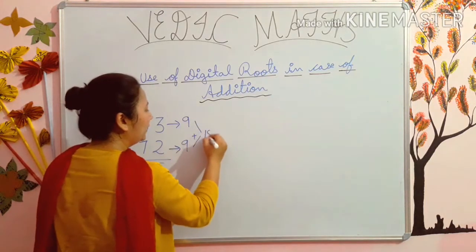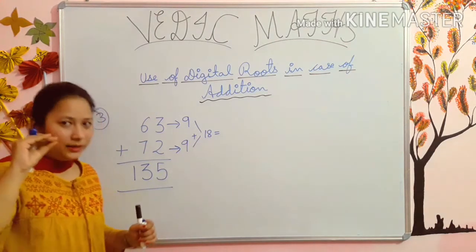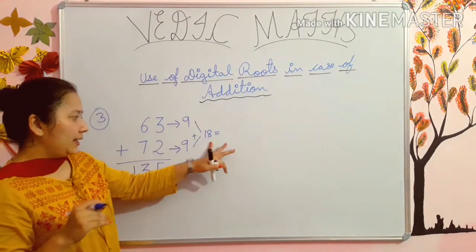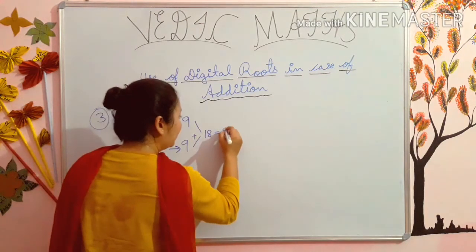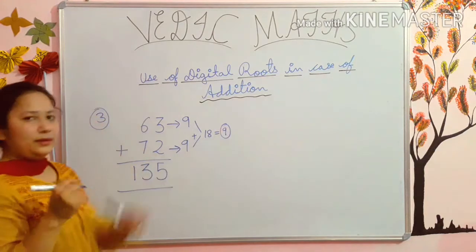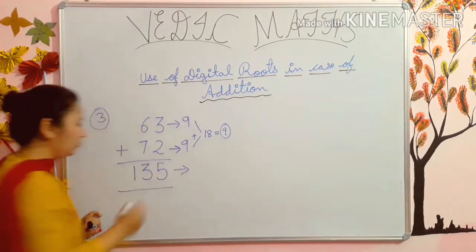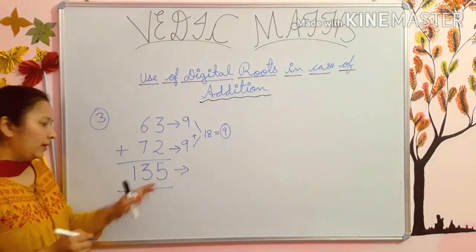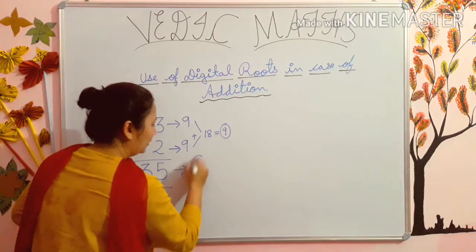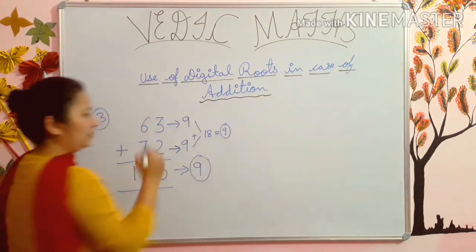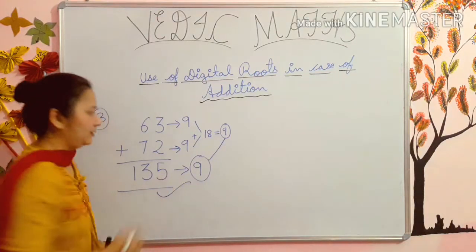Now you have to add them. 9 plus 9, 18. You have to add the digital root of both the numbers. So 9 plus 9, 18. Now 18 is not a digital root. I have told you, you have to add it again till it becomes a single digit. Now 9 it is there. 1 plus 8, 9. Now find the digital root of this number. 5 plus 3, 8. 8 plus 1, 9. See, 9, 9. They are the same. So your answer is right.